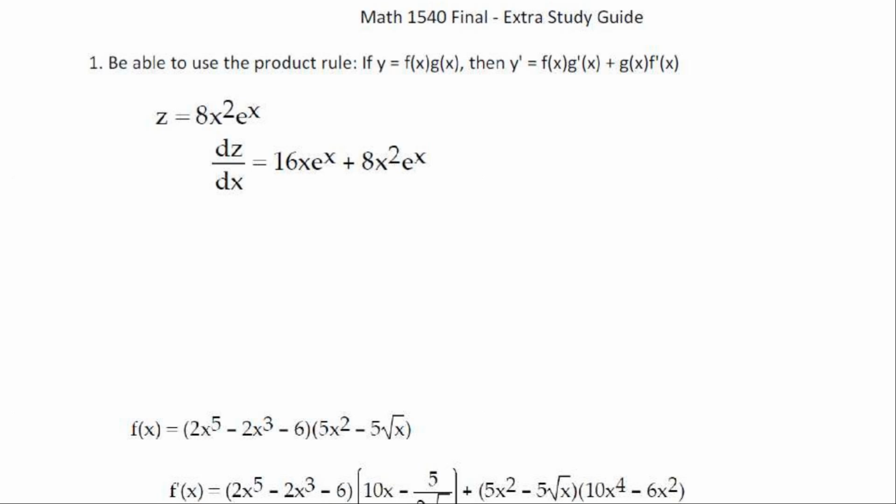One of the things we need to be able to do is to use the product rule to calculate a derivative of a function where the function is f of x times g of x. And as you know, the product rule says you take the first times the derivative of the second plus the second times the derivative of the first. So let's look at the first one here.